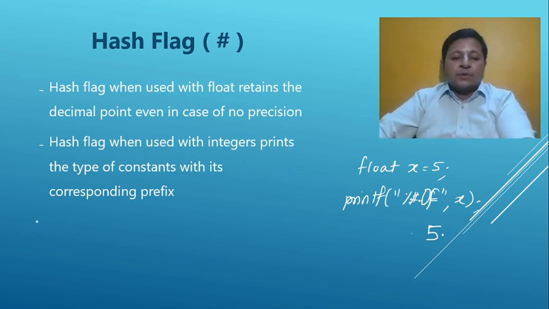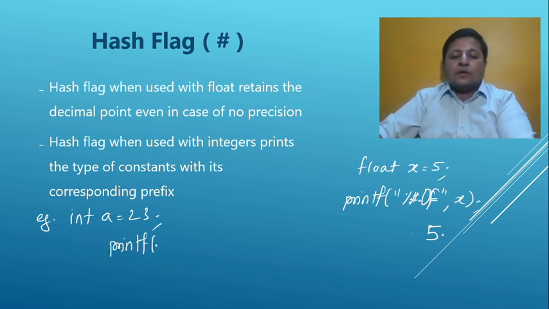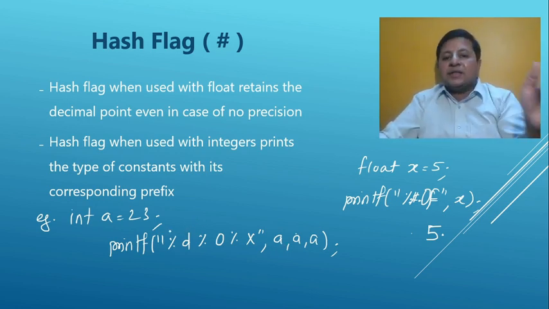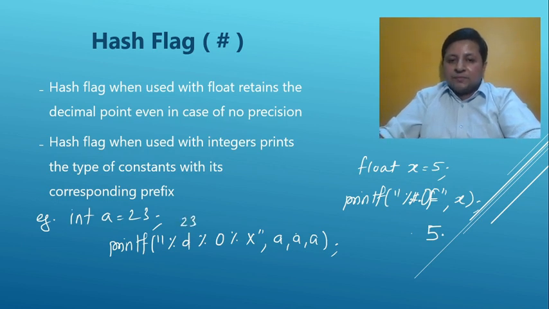Okay, so I'll give you an example. Let's say int a is equal to 23. Now if I do printf of %d, which is decimal, %o, which is octal, and %x, which is hexadecimal, a. If you remember, we have done this in some of the previous videos when I taught you printf. %d will print the decimal number as it is, so it will print 23.